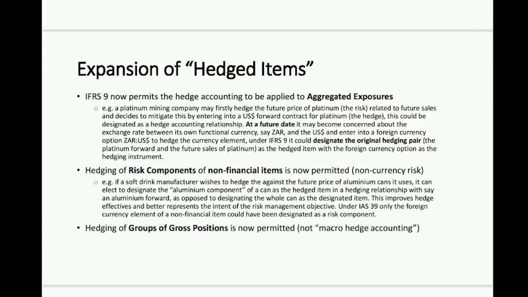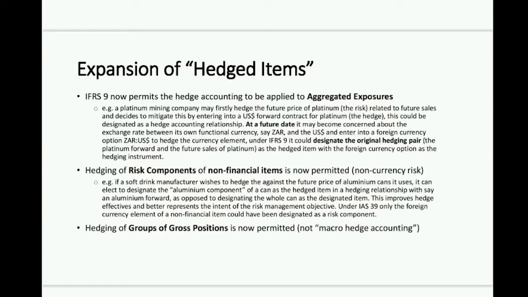By being able to designate the aluminium component of the can as your hedged item, and then having a very correlated instrument, an aluminium future, that you could designate as a hedging instrument, you're much more likely to have hedge effectiveness in that type of relationship. So being able to designate risk components for non-financial items is going to open up the space for a lot more hedge accounting than is currently the case under IAS 39.